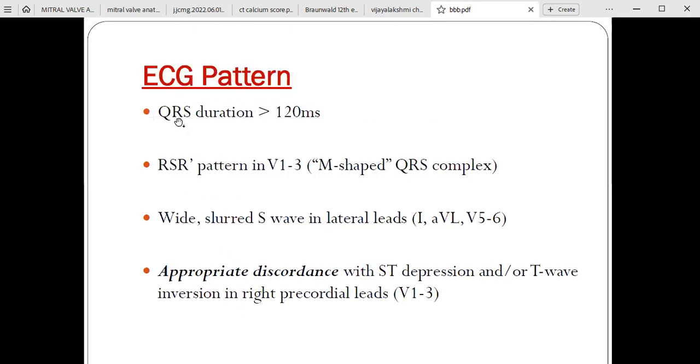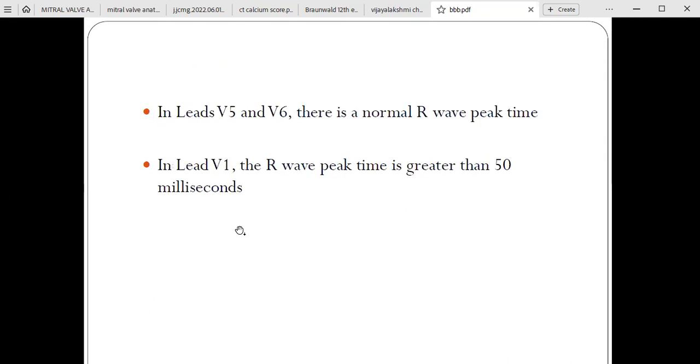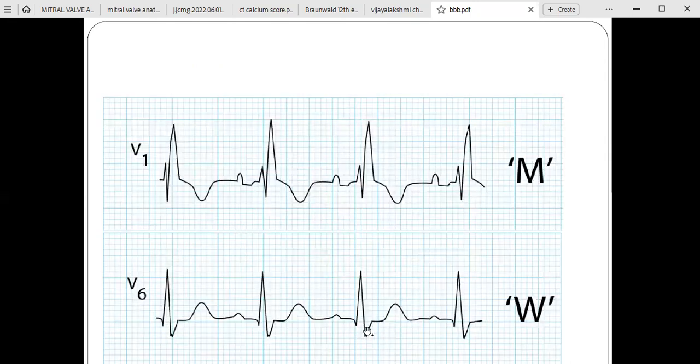The ECG changes are as follows. QRS duration will be more than 120 milliseconds, because the right ventricle is depolarizing a little later, so the duration of the QRS will increase. An RSR pattern in V1 to V3 is called an M-shaped QRS. Slightly opposite changes occur in the opposite leads, V5 and V6, where there will be a slurred S wave. You can see here the slurring of the S wave in the V5, V6 leads.